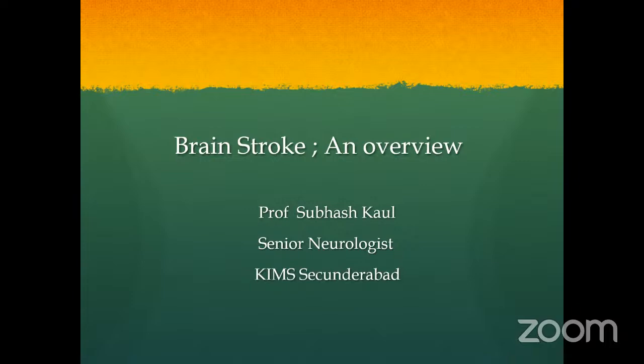With the help of sir, we'll be taking a close look at today's topic, which is brain stroke: an overview. Before moving on to today's session, let us have a brief look at what the topic says. A brain stroke, also known as cerebrovascular accident or brain attack, is a medical condition that occurs when the blood supply to the brain is disrupted. This disruption can be caused by a blockage in an artery or by the rupture of a blood vessel.